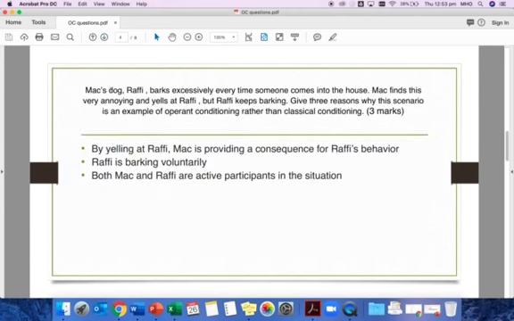So let's have a read back through the question here. In terms of Mac's dog Raffy, so barking itself is a voluntary response. So Raffy barking is voluntary. By yelling at Raffy, Mac is providing a consequence for his behavior. So another reason why it would be operant conditioning, because he's providing a consequence. And both Mac and Raffy are active participants in the situation. So they're both doing something active, which is why it is operant conditioning.